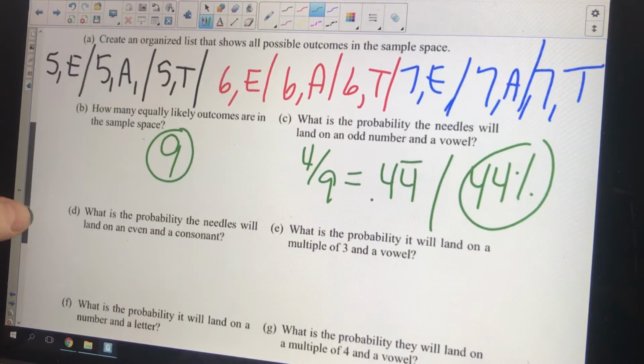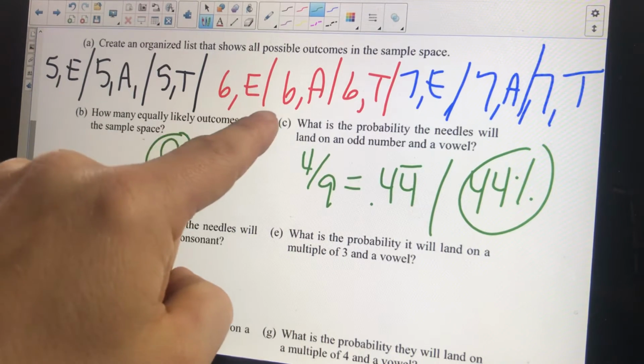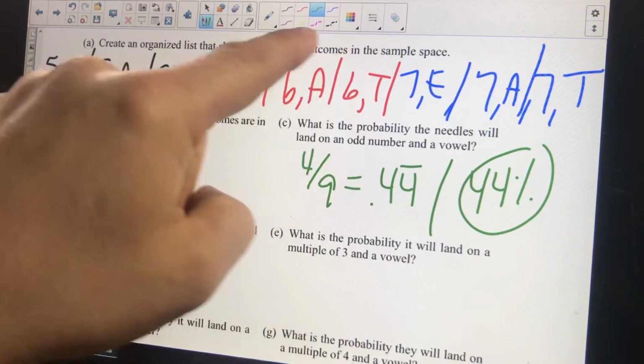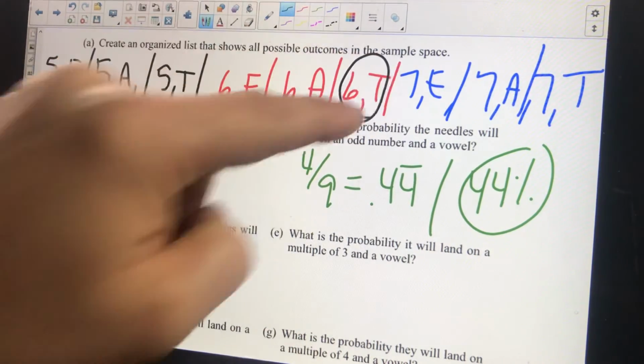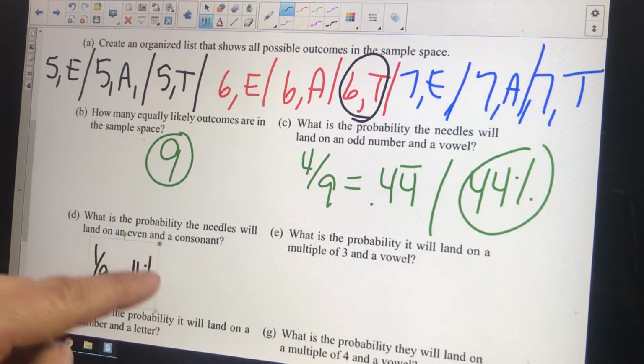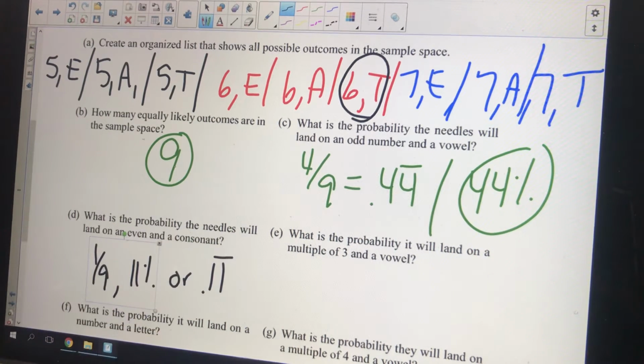Letter D. What is the probability that the needles will land on an even and a consonant? Okay, so even, it has to be one of these 3 in red, but it can't be a vowel, so it has to be a consonant, anything but A, E, I, O, and U. So 1 out of the 9, which is 11%, or 0.11 repeating.